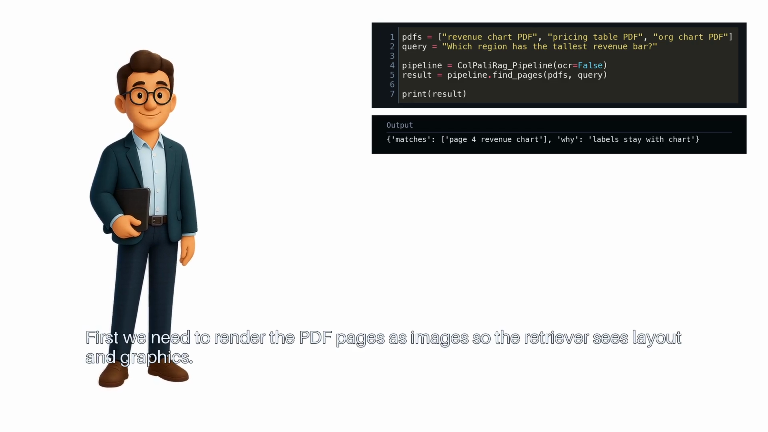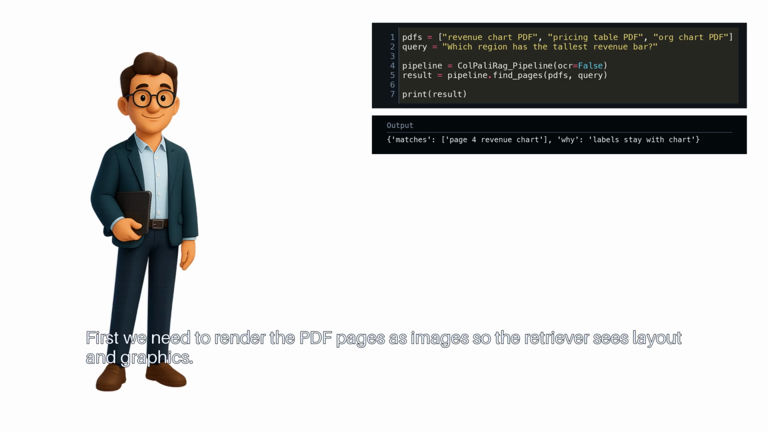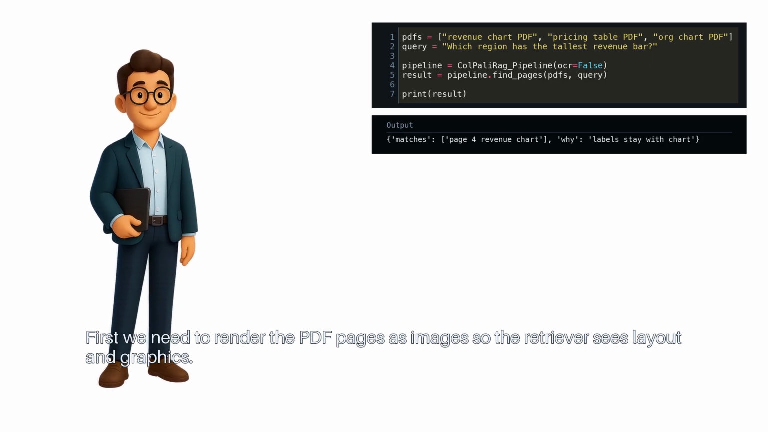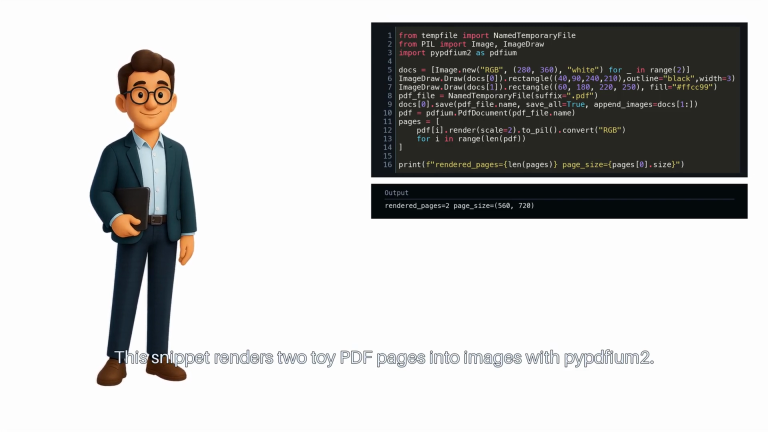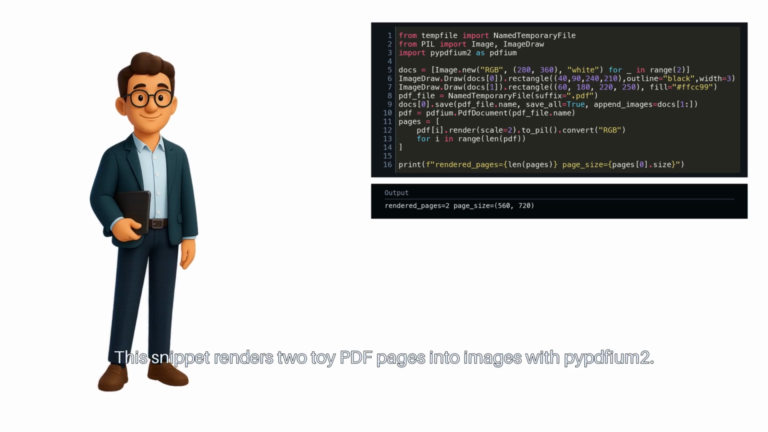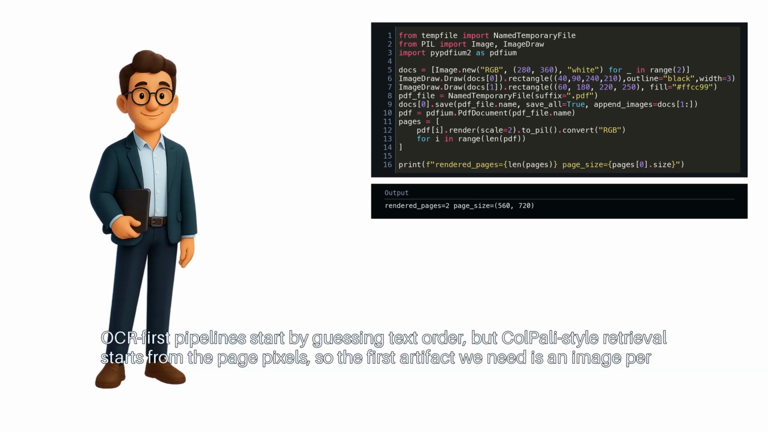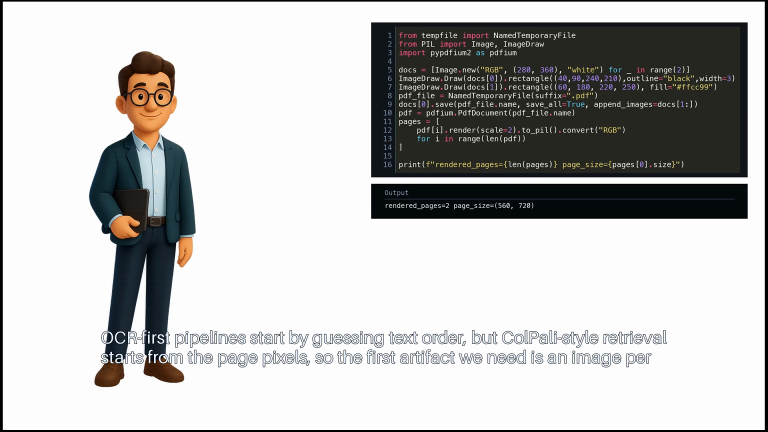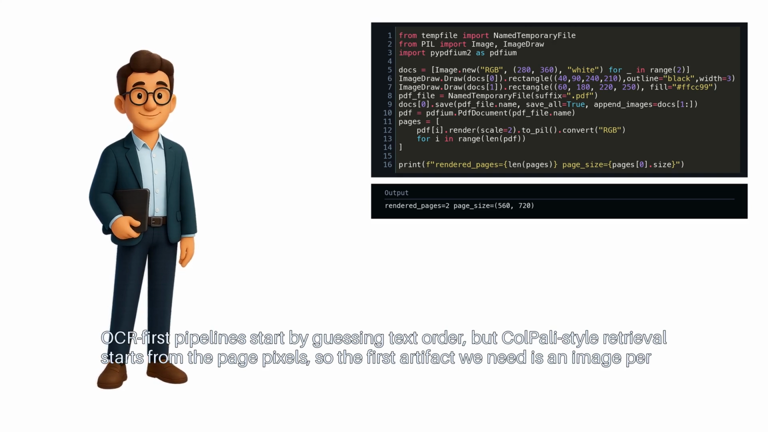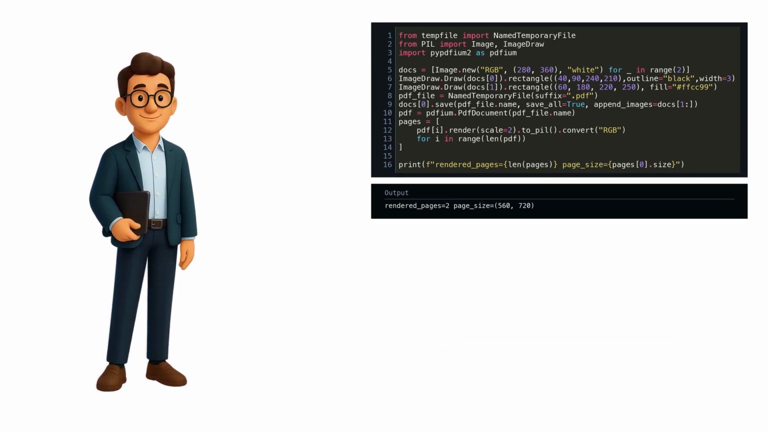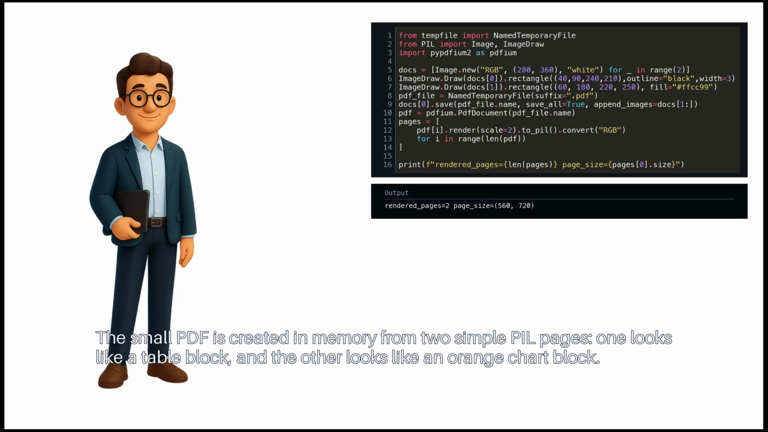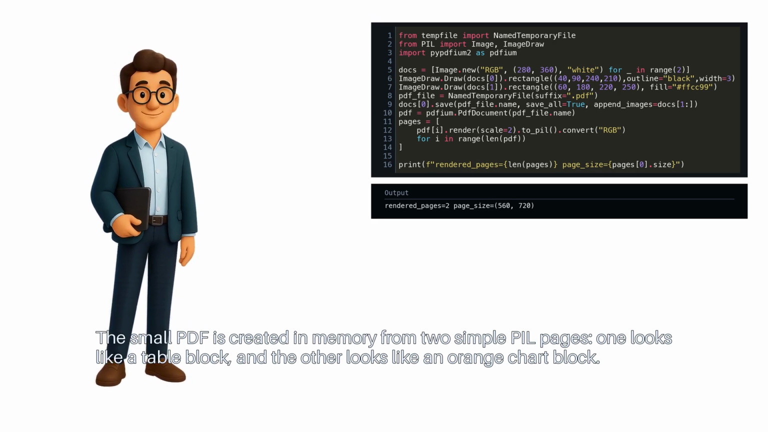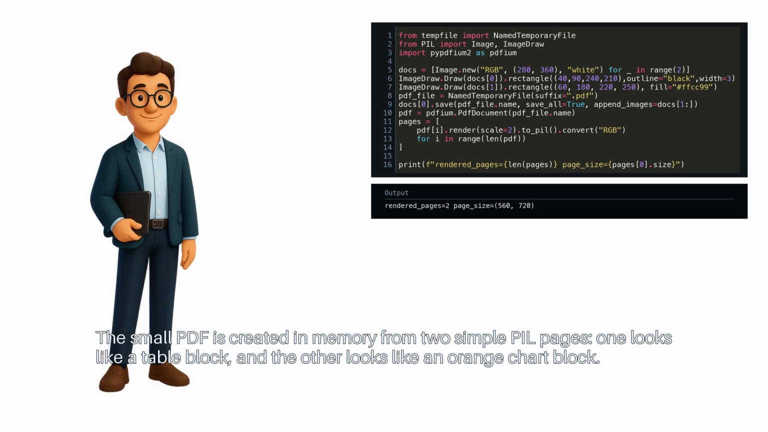First, we need to render the PDF pages as images so the retriever sees layout and graphics. This snippet renders 2 toy PDF pages into images with PyPDFium2. OCR-first pipelines start by guessing text order, but ColPali-style retrieval starts from the page pixels. So the first artifact we need is an image per page. The small PDF is created in memory from 2 simple pages. One looks like a table block, and the other looks like an orange chart block.